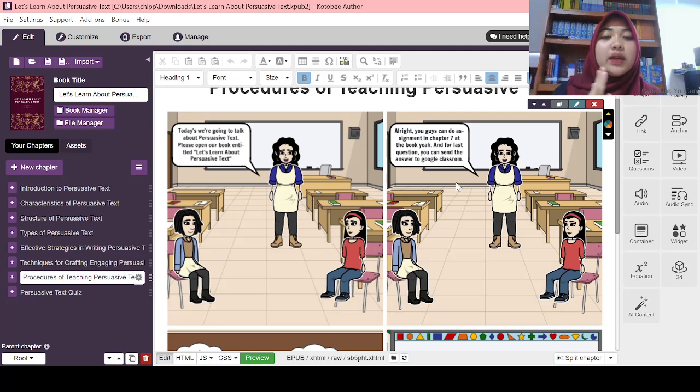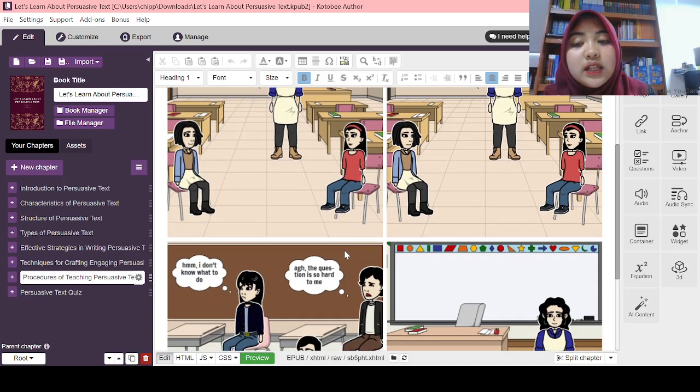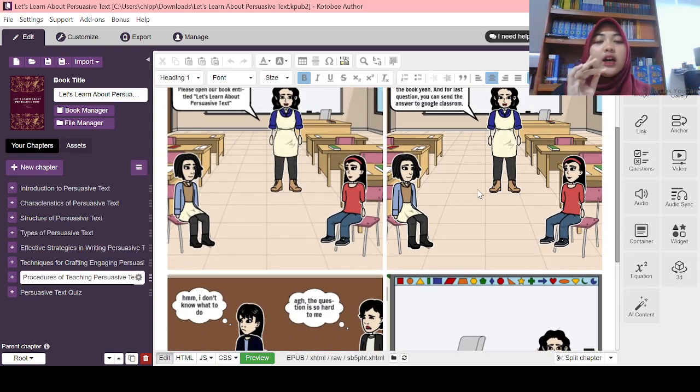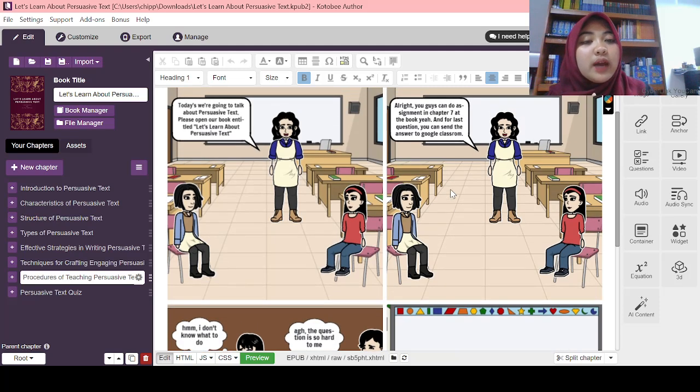Next slide. The teacher says, all right, you guys can do the assignment in chapter 7 of the book. And for the last question, you can send the answer to Google Classroom. And then next slide. This is the reaction of the students. So slide 2 and slide 3 describe that this session is the assignment session.